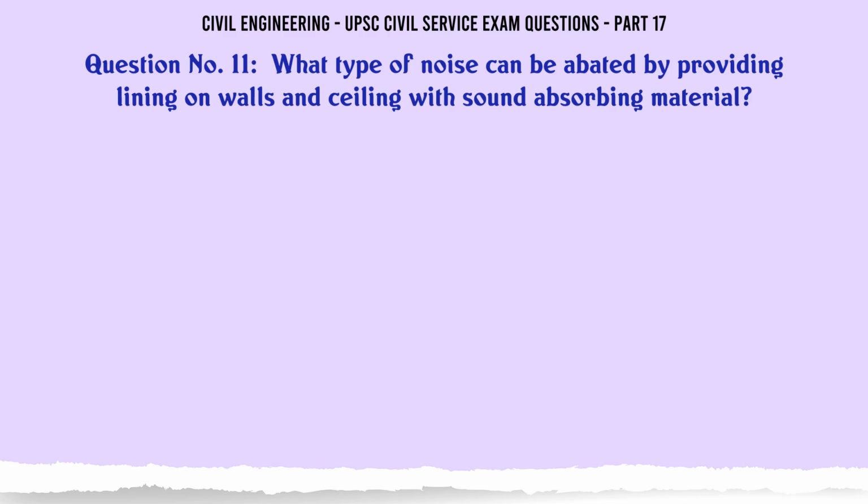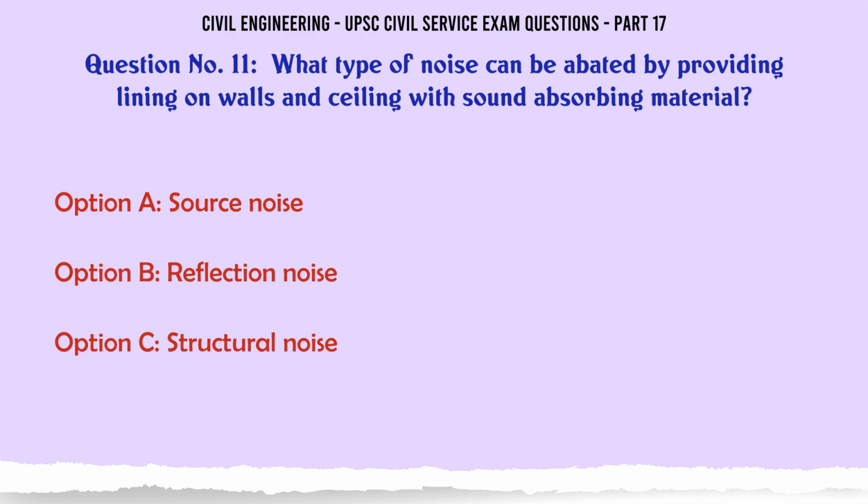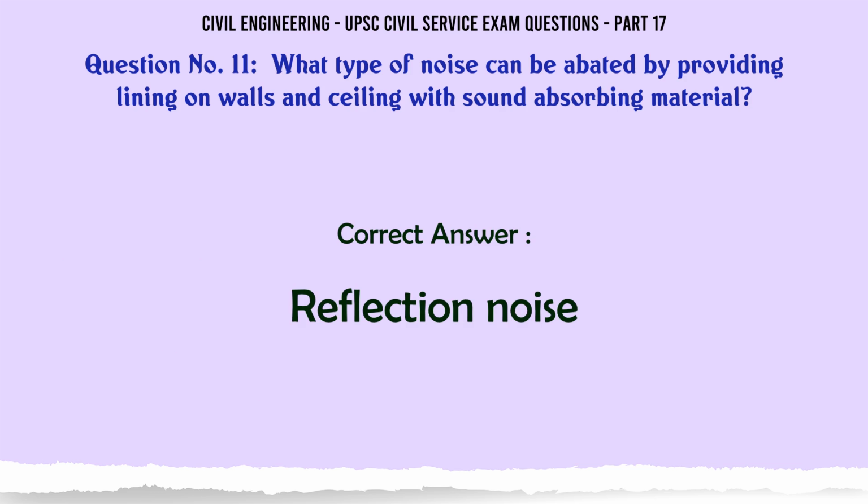What type of noise can be abated by providing lining on walls and ceiling with sound-absorbing material? A. Source noise. B. Reflection noise. C. Structural noise. D. Direct airborne noise. The correct answer is reflection noise.